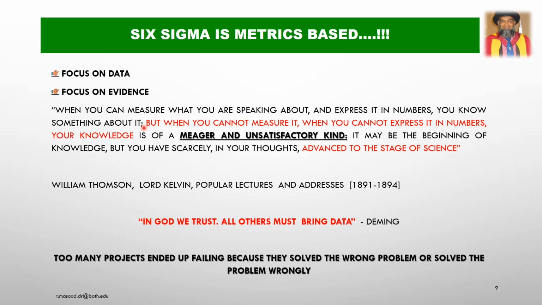If you have incorrect data or data quality has been compromised, then it's very difficult to achieve the results. Too many projects end up failing because they solved the wrong problem or solved the problem wrongly. That could be the second phase if the data is incorrect.